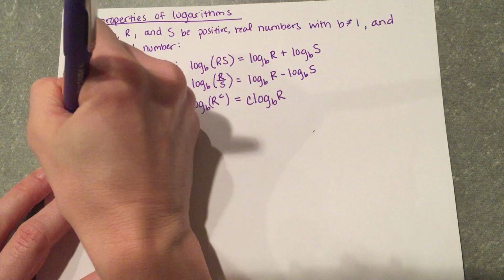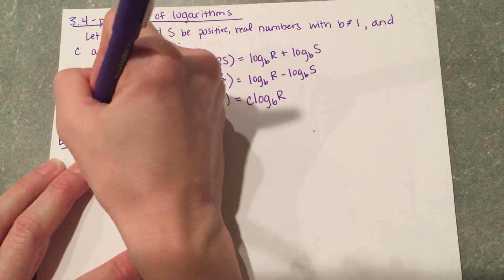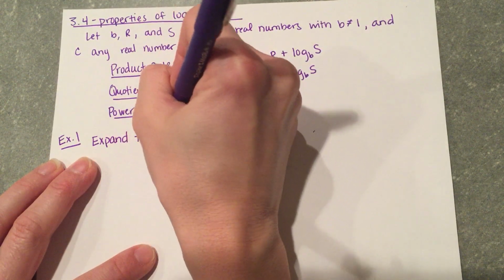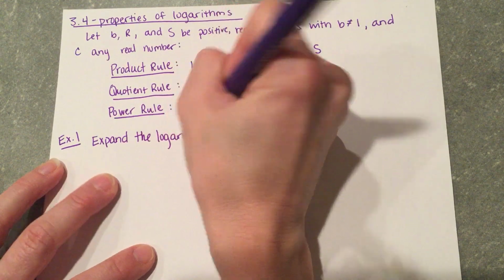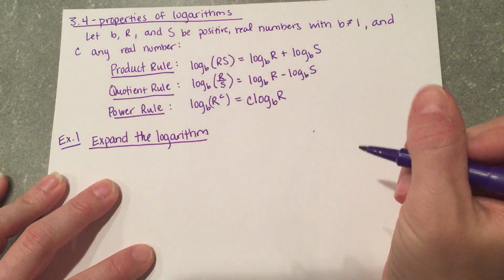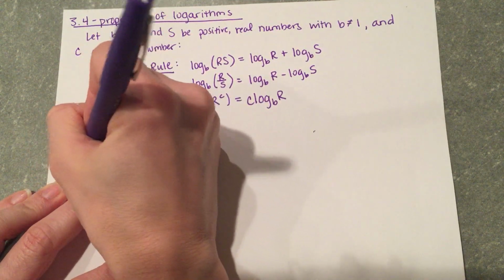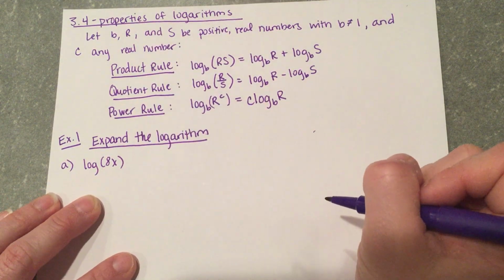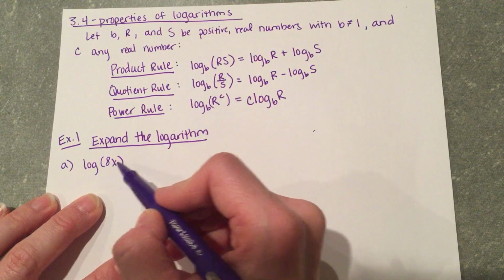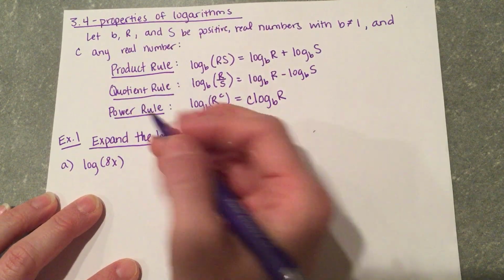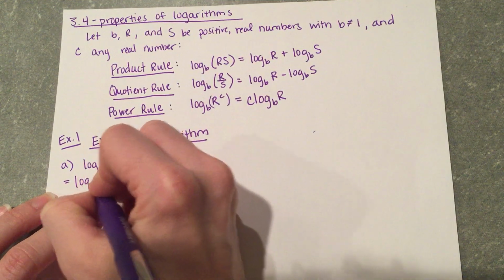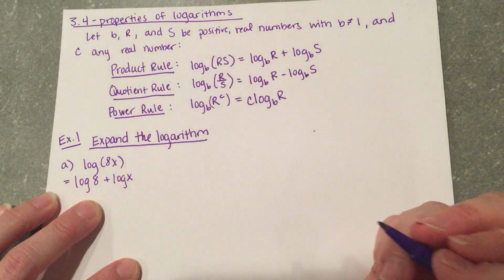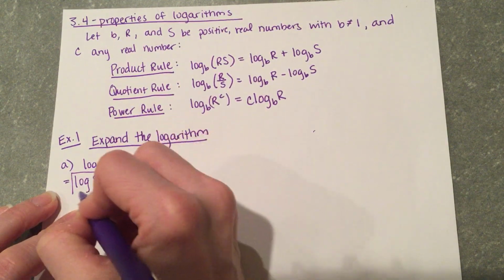So for our first example, we're going to expand the logarithm using these three properties. Okay, expand the logarithm. So A is just the log of 8x. Notice here I just have two numbers multiplied together, so I can use this product rule. I can separate those and add. So it's the same thing as the log of 8 plus the log of x. And that's all we're looking for as the answer, so you would be done there.